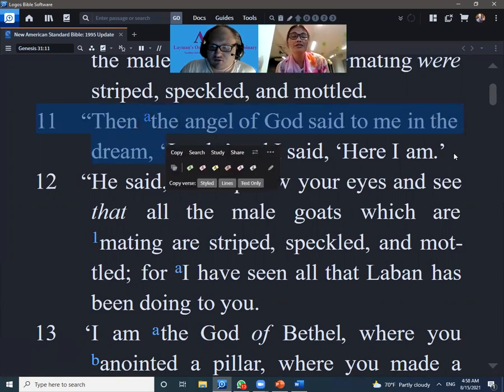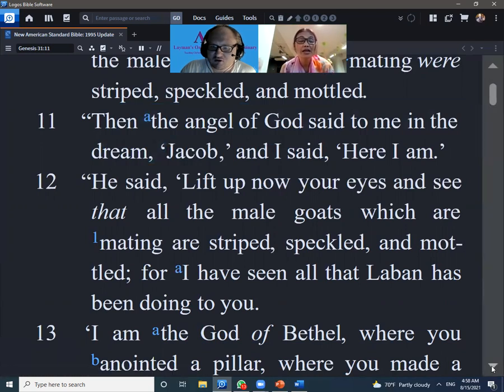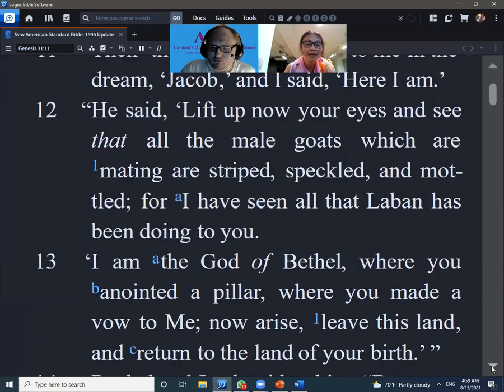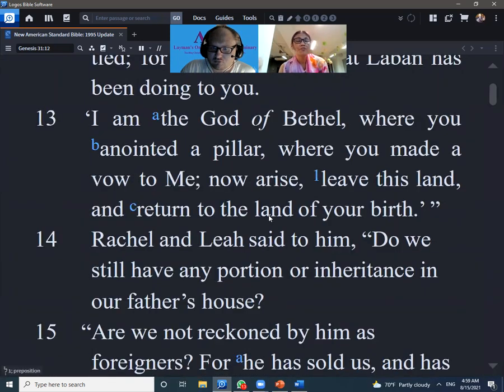Then the angel of God said to me in that dream, Jacob, and I said, here I am. He said, lift up now your eyes and see that all the male goats which are mating are striped, speckled, and mottled, for I have seen all that Laban has been doing to you. I am the God of Bethel, where you anointed a pillar. See, that goes back to that story we read earlier. I am the God of Bethel, where you anointed a pillar, where you made a vow to me. Now arise, leave this land, and return to the land of your birth.